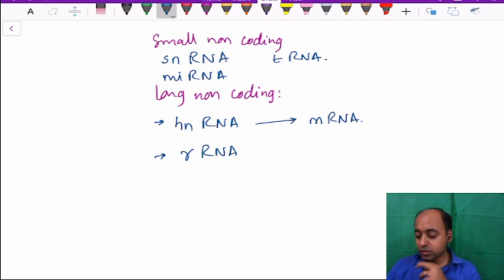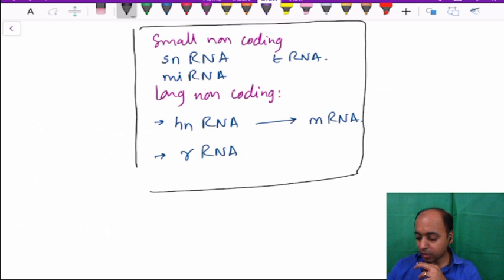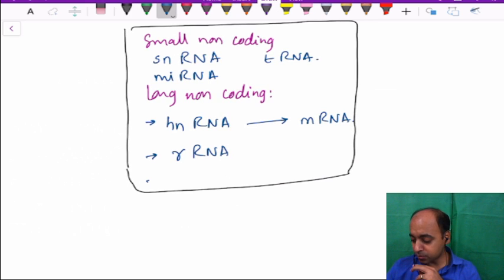So this is a secondary description which is used for the non-coding RNA, the small and the long non-coding RNA. Among the long non-coding RNA, we also have some RNA which is simply known as the long non-coding RNA.